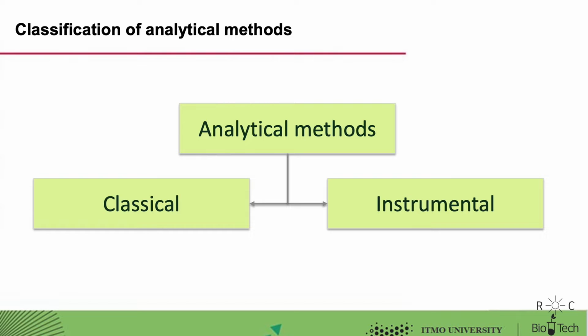The methods of analysis used to determine biologically active substances can be divided into two groups, classical and instrumental. In some countries, for example in Russia, we divide the methods of analysis into chemical, physicochemical, and physical. But the division into classical and instrumental is simpler, and this will be enough for us to have an idea about the methods of analysis.